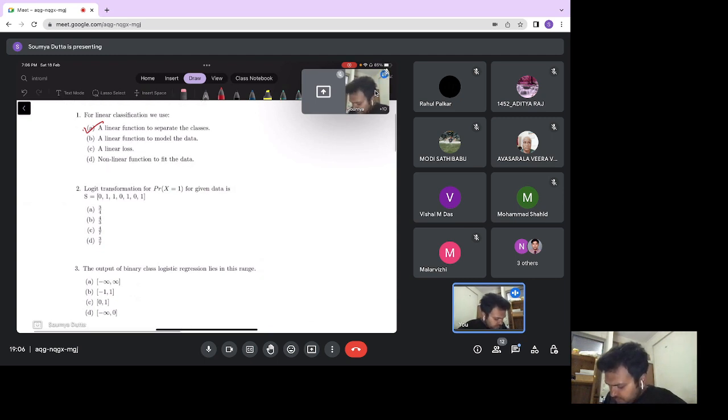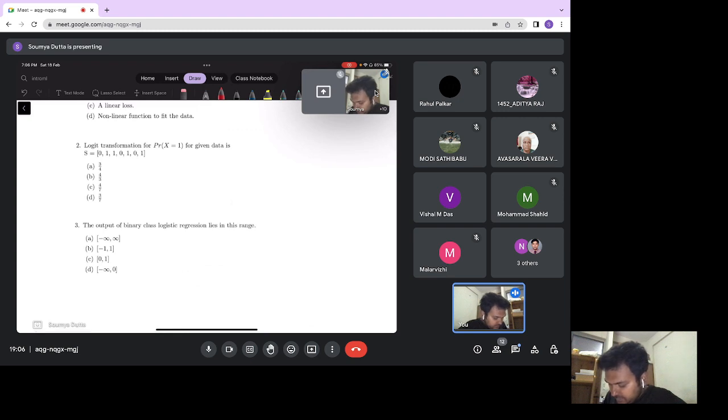The second question, I'm not sure whether the answer for this is correct or not. The logit transformation for probability of x equal to 1 for given data. The data is given as 0 1 1 0 1 0 1, and you have to find the logit for probability of x equal to 1. If you see here, there are 4 cases out of 7 in which x turns out to be 1. Therefore probability of x equal to 1 is 4 by 7, and probability of x equal to 0 is 3 by 7.